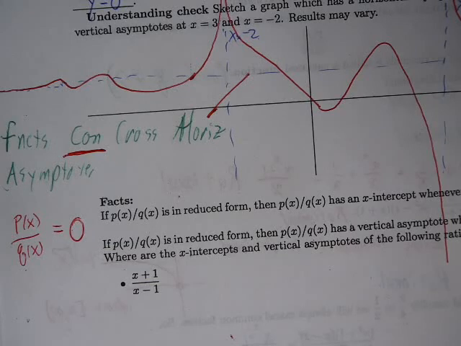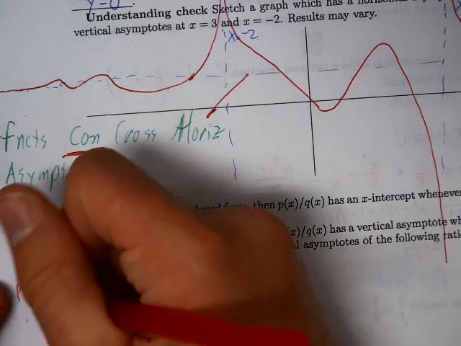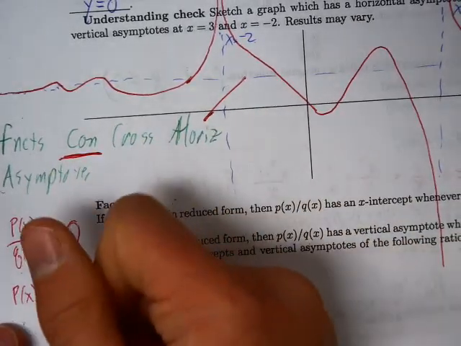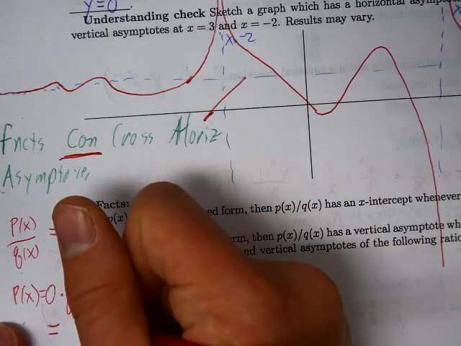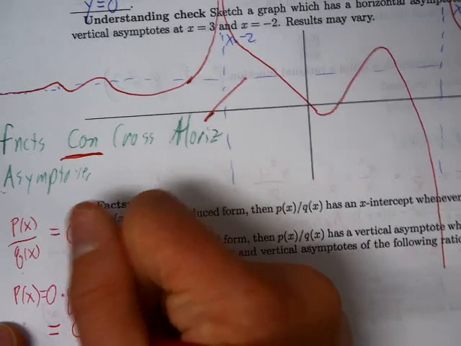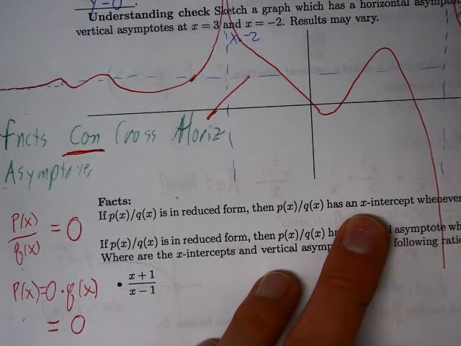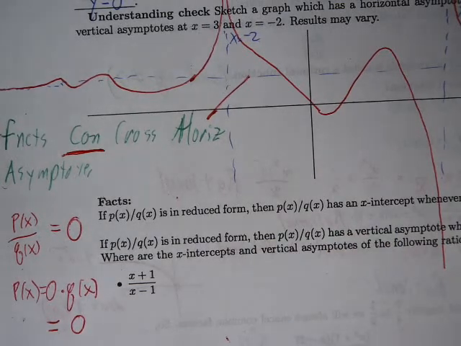Looking at that, it's annoying that there's a fraction on the left-hand side. So how do you get rid of the fraction? Multiply both sides by q. So you'd wind up with p of x equals 0 multiplied by q of x, which is 0, since 0 times anything is 0. So there's an x-intercept whenever the numerator is 0. If you want to find x-intercepts, set the numerator equal to 0 and solve. If you want to find vertical asymptotes, set the denominator equal to 0 and solve.